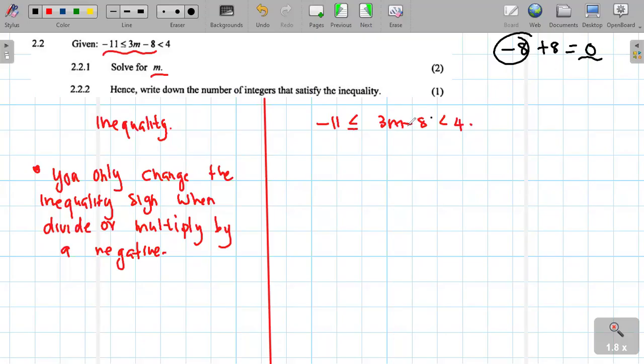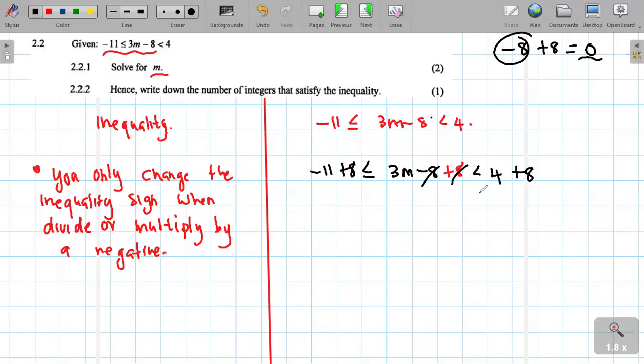So can I say negative 11 is less than or equal to 3m minus 8 plus 8, which is less than 4. Remember, whatever I do on this side, I shall do on the other sides. That will be negative 11 plus 8, and 4 plus 8. The minus 8 and plus 8 cancel.